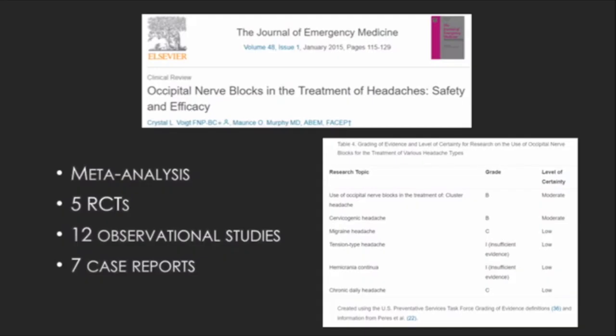So where's the evidence for this? There was a meta-analysis published in the Journal of Emergency Medicine in 2015 where they looked at a bunch of different types of studies for different types of headaches, and they basically graded the evidence. What they showed was that there was moderate evidence suggesting that these nerve blocks were pretty efficacious for treating cervicogenic as well as cluster headaches, but not so great for migraines or for chronic daily or for tension headaches. These studies also suggest that there may be some kind of connection between the greater occipital nerve and the trigeminal nerve, which is why these seem to be efficacious for cluster headaches.